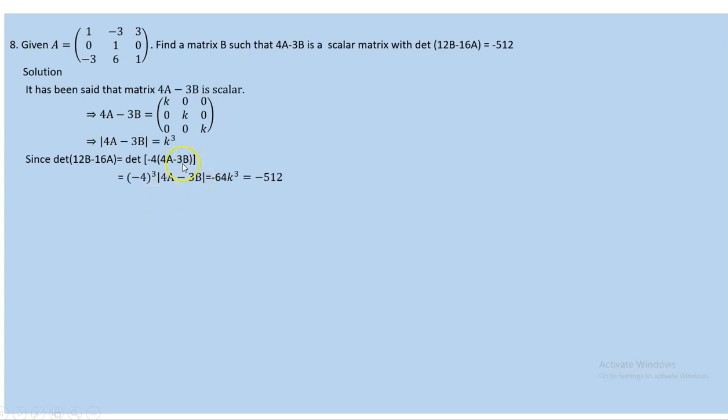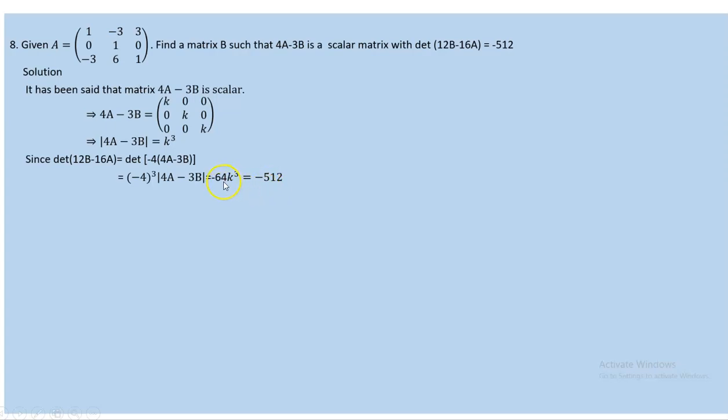But we knew that the determinant of 4A minus 3B is k cube, students, k cube. Since minus 4 cube makes minus 64, you are going to have minus 64 k cube. I just brought this k cube directly from this. Now, students, you have been told here at the beginning that the determinant of 12B minus 16A is negative 512. So you simply copy this and paste here, negative 512.